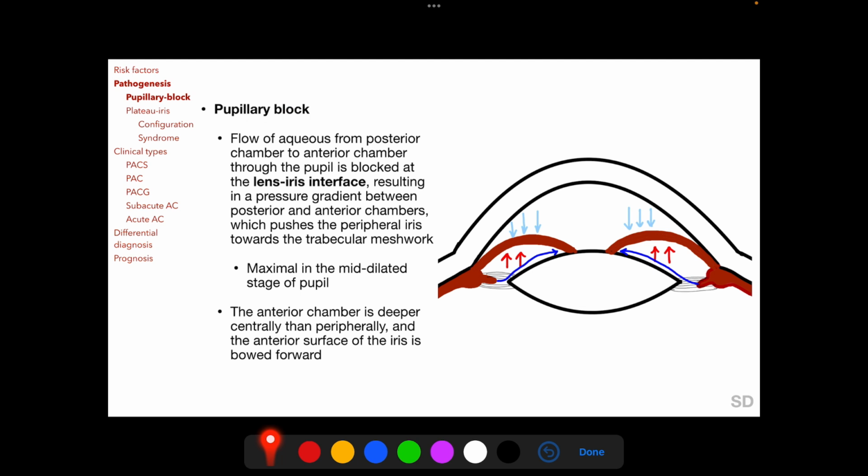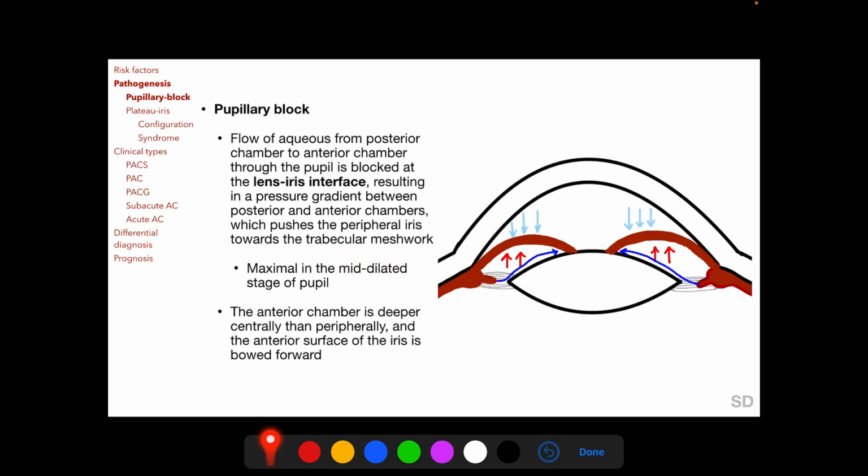In the pupillary-block mechanism, flow of aqueous from the posterior chamber to the anterior chamber through the pupil is blocked at the lens-iris interface, resulting in a pressure gradient between the posterior chamber and the anterior chamber, with the pressure of the aqueous in the posterior chamber being much higher than in the anterior chamber, as a result of which the mid-peripheral iris is pushed forwards, which results in blockage of the anterior chamber angle. The blockage at the lens-iris interface is maximal in the mid-dilated stage of the pupil.